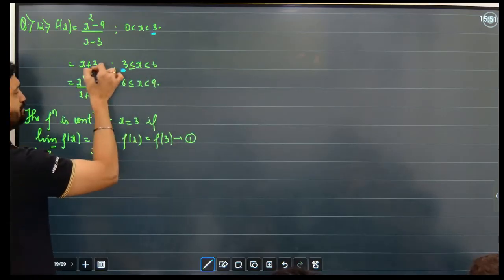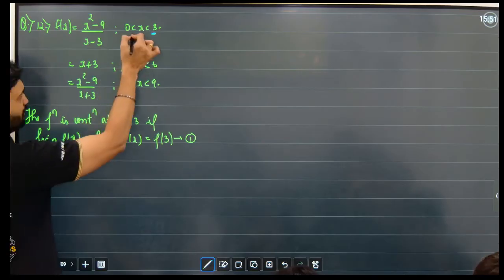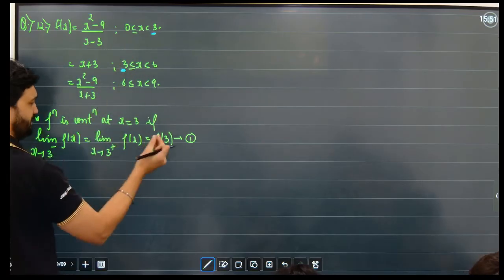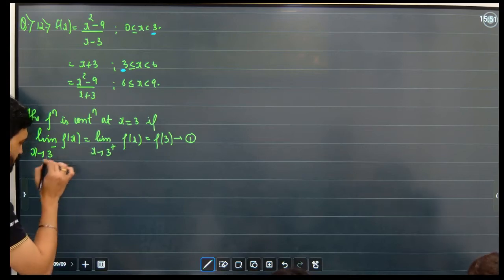See, f of 3 is the same equation. That is the second equation. Okay, f of 3 is the second equation. तो सेकेंड इक्वेशन एक बार सॉल्व करो, बार बार सॉल्व करने की जरूरत नहीं. Now I take the left hand side.